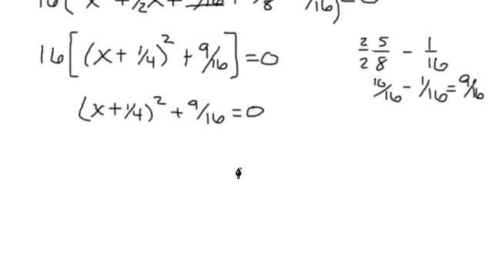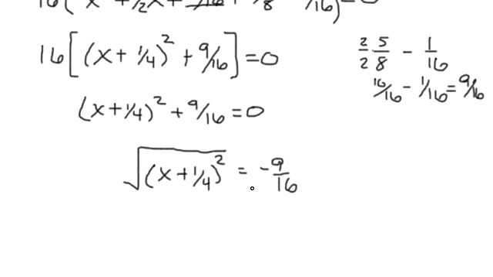Now we take this 9/16 and move it to the other side. You get negative 9/16. And we have x plus a 1/4 squared. Now we square root both sides. So we square root. And of course this square here goes away. X plus a 1/4. And we've got something fishy going on over here.